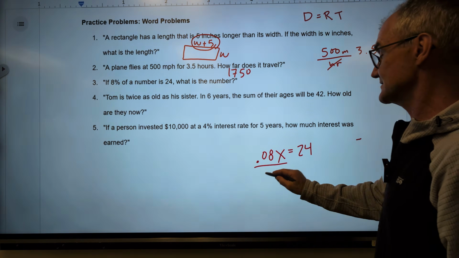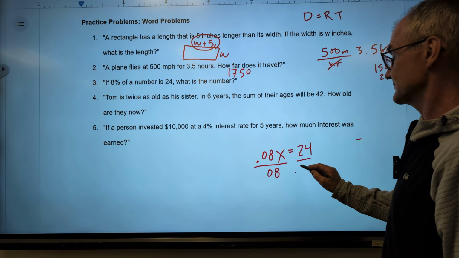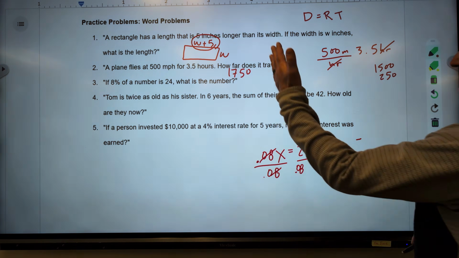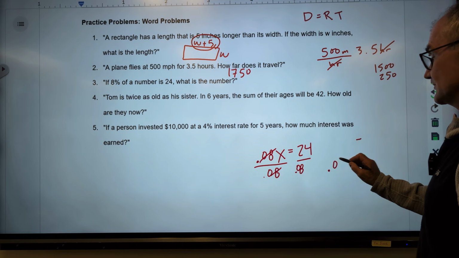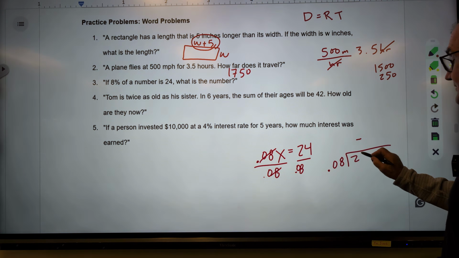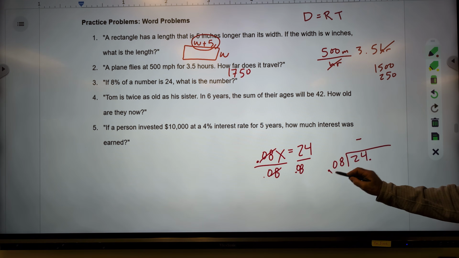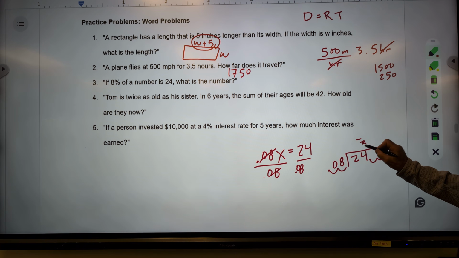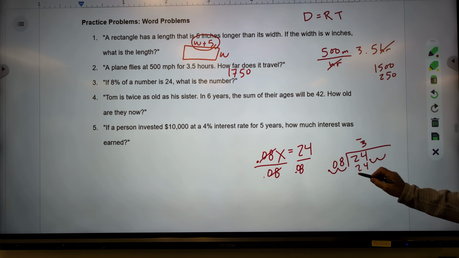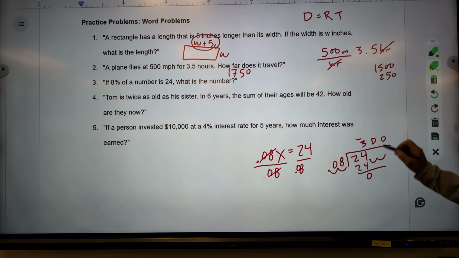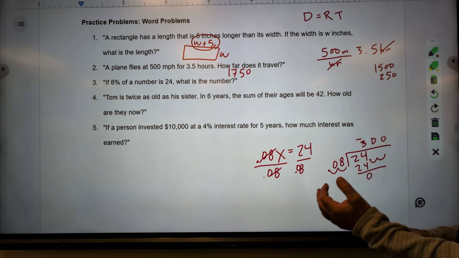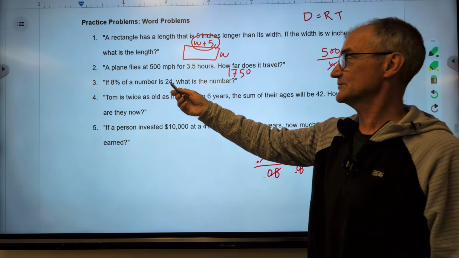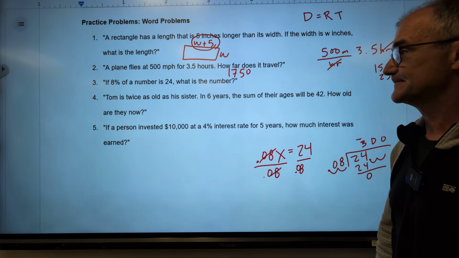Number 3, if 8%, 0.08, of a number is 24, what is that number? Solving for x, I divide both sides by 0.08. That's going to give me x by itself. And then over here, I have 24. Think of that fraction falling over this way. 0.08 goes into 24. I'm going to move this over 1, 2. 8 goes into 24 3 times. Bring down the 0, and I'm going to have 300. Let's see if that even makes sense. 8% of 300 is 24. Yeah, that seems about right.